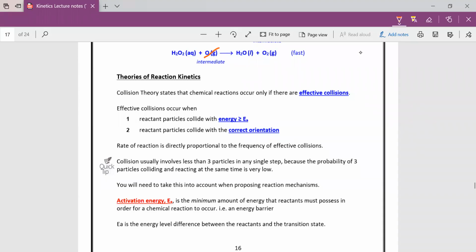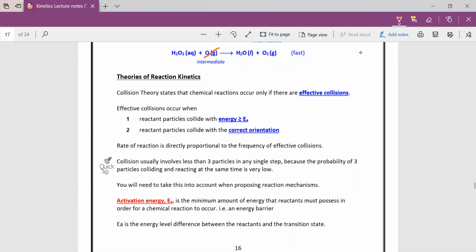Okay, next we move on to theories of reaction kinetics. This particular theory, collision theory, states that a chemical reaction occurs only if there are effective collisions. And when do they happen? When the reactant particles collide with energy that's greater than their activation energy, and they collide with the correct orientation. Right? So the rate of reaction is directly proportional to the frequency of effective collisions.